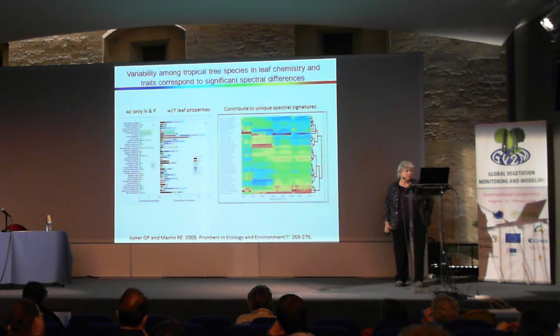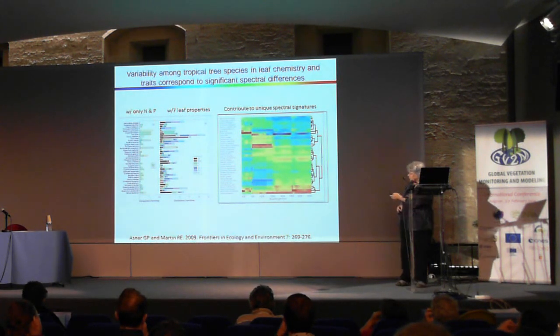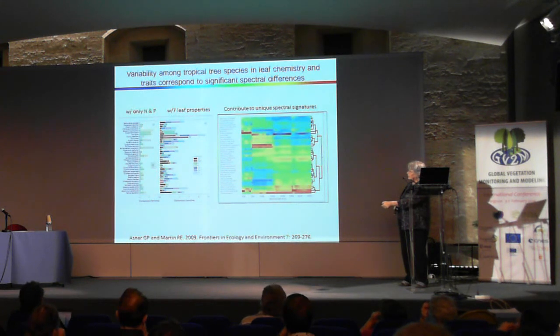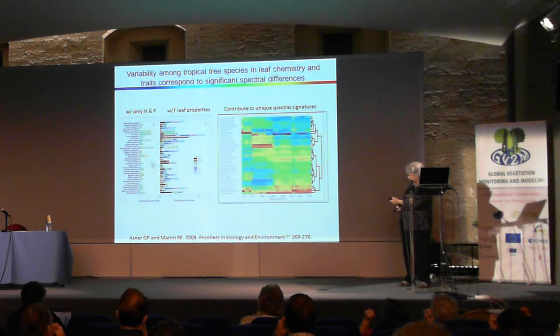Some work by Greg Asner and Roberta Martin. They have been studying the tropical forests for some time, measuring chemistry and leaf reflectance. So here's a list of species that they measured, and these are just the nitrogen and phosphorus relationships. But if you add all the chemistries, they're much more heterogeneous. These tropical species are more chemically diverse than temperate ones.